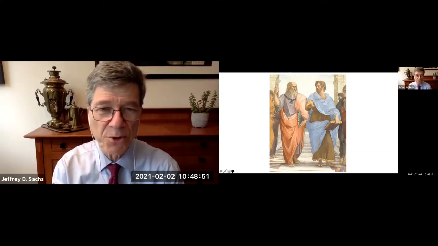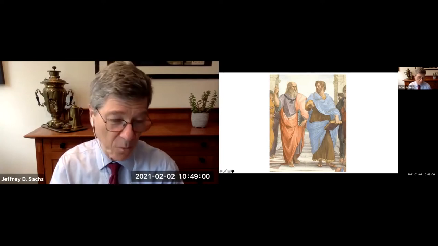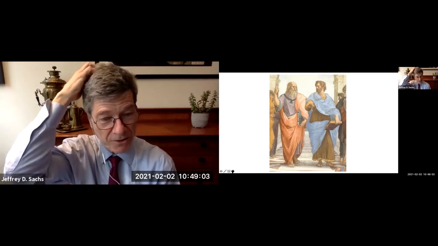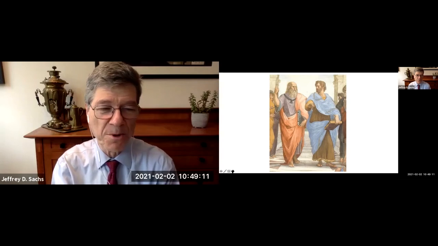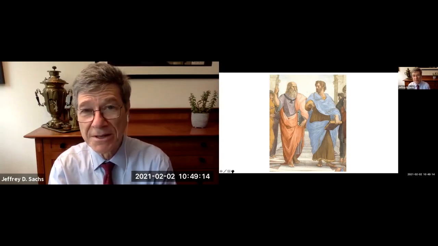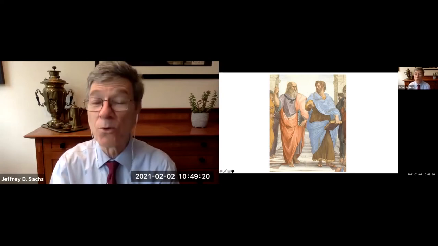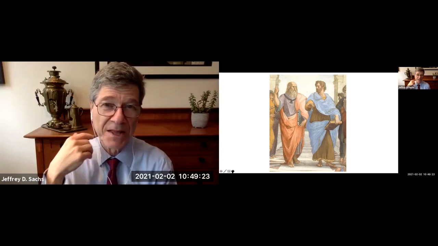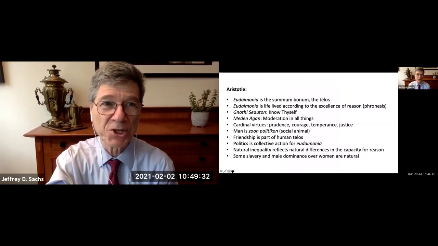Plato and Aristotle introduced core ideas of Western ethics and of economics, but I think one of the most important contributions is that they introduced the core idea that a society should aim for what Aristotle calls the summum bonum, the highest good. And the highest good, he said, was eudaimonia, or well-being, or thriving, depending on the translation. And so we want to understand what well-being is and how it can be achieved.